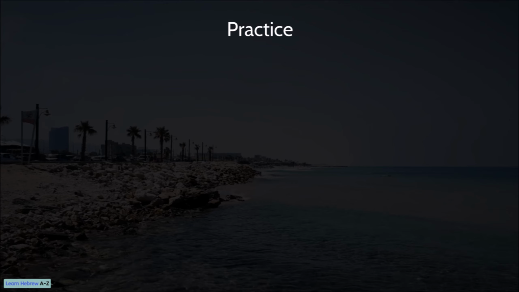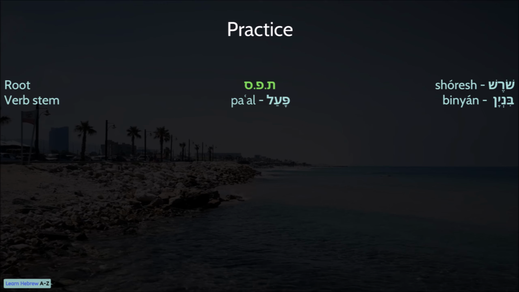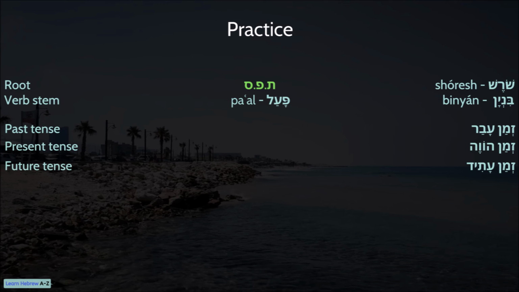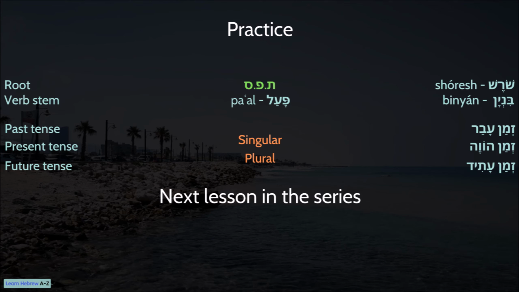It is time for a practice. Take the root word תפס for the same verb stem paal and for the same tenses and gender forms, try to build the verb conjugation as we did in this lesson. Try also to find out the translation of the root. The next lesson in this series will cover this root so you can see the solution for this exercise.